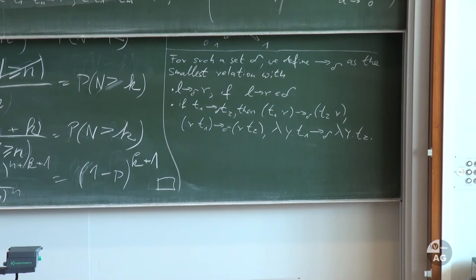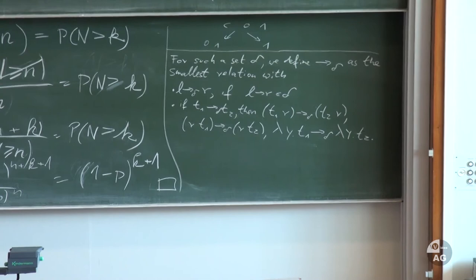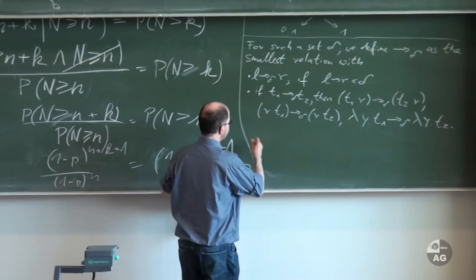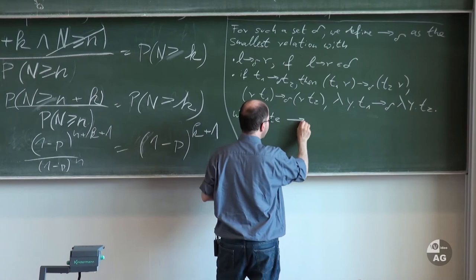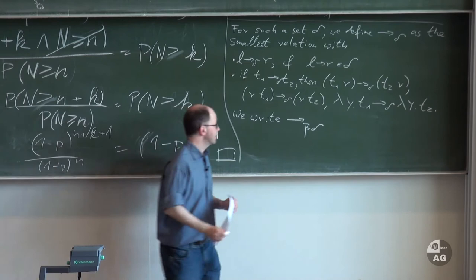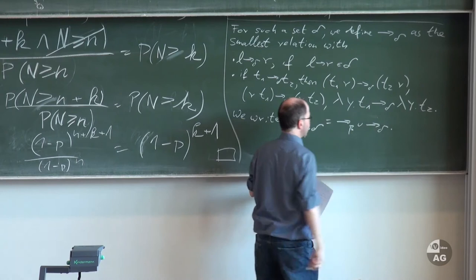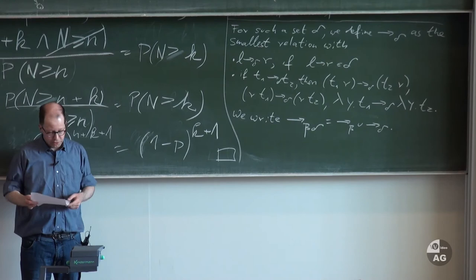And the relation that we will use for evaluation of lambda terms will now be the union of beta reduction and delta reduction. And to save some writing, we write arrow with the index beta delta. That's the union of beta reduction and delta reduction. So this will be the relation that we will use for evaluating lambda terms.